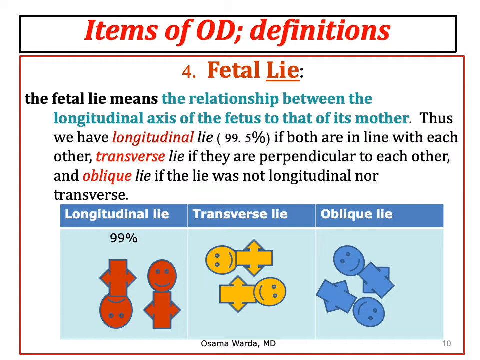The longitudinal lie is the most common, about 99% of cases. The transverse lie is about 0.5% of cases. Oblique is very rare and usually it is a transient lie.